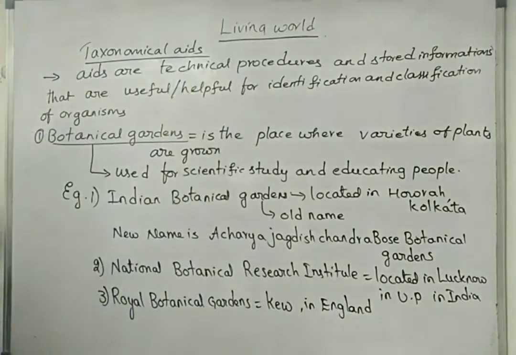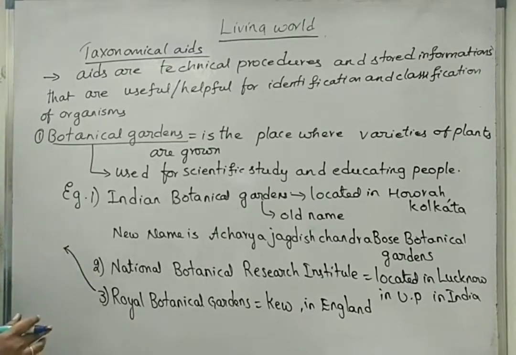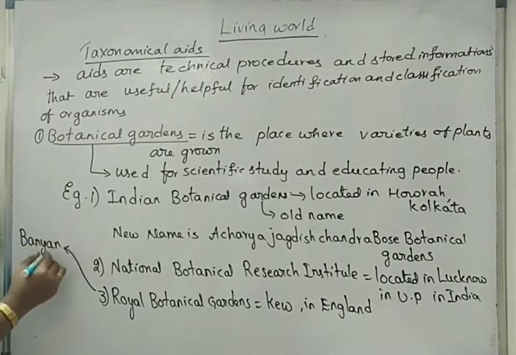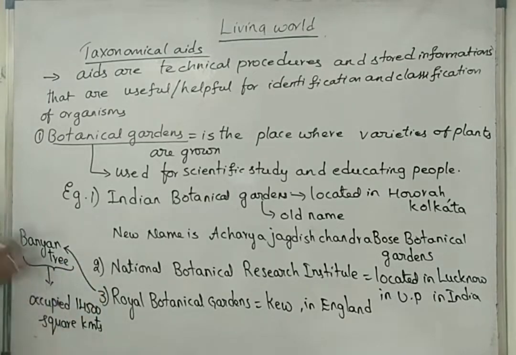Many famous plants are grown here. Here, plants have become famous because of their expansion over some particular geographical area. For suppose, take the banyan tree. In Royal Botanical Gardens, it occupied nearly 14,500 square kilometers of area. So it has become popular.